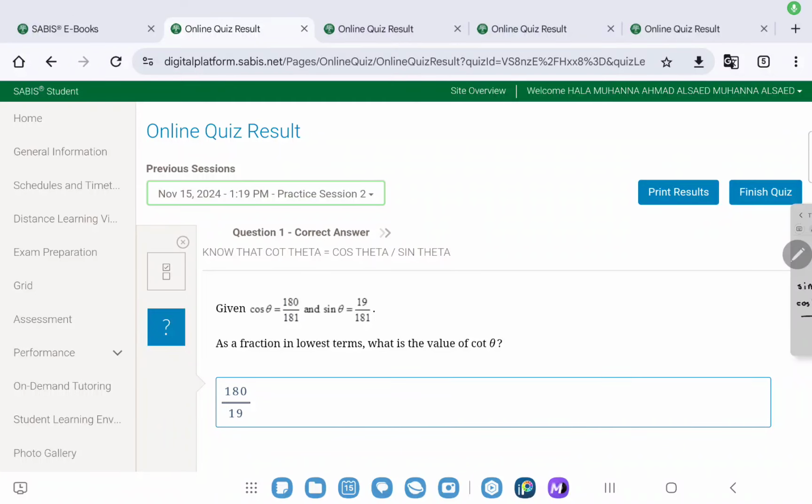Hi everyone, so today we're going to be solving the 4.2 geometry quiz that's for the final. Sorry. So given as a fraction, what's the value of cotangent theta?